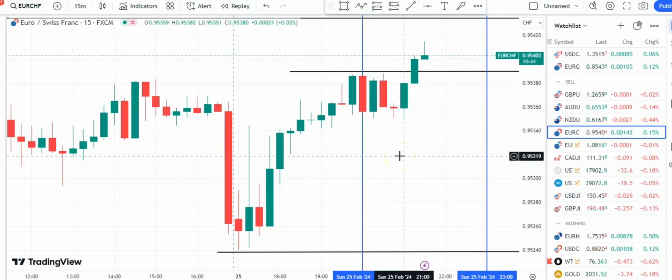Point being, if you follow the process and if you have a solid plan and you stick to it, you will make money in the long run.